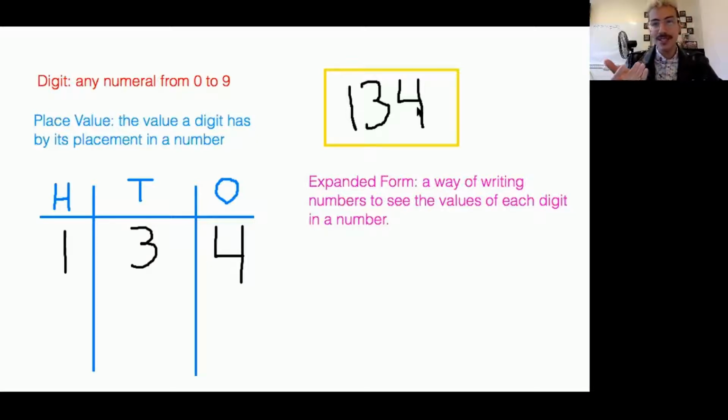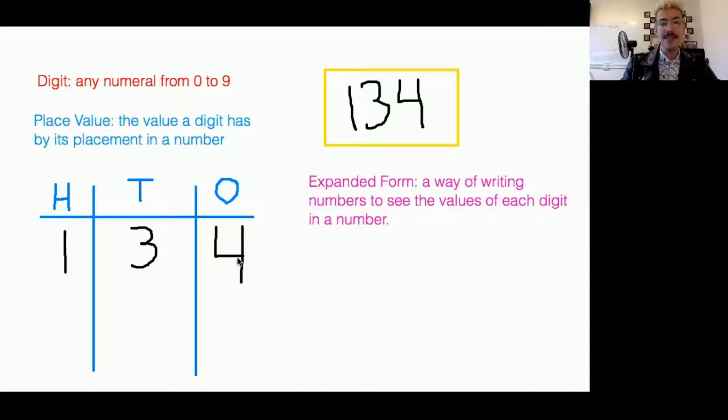Those are the digits. So when you have a child that says, oh, I see odd digits in it, they see 1, they see 3. But now let's talk about place value. Place value is the value a digit has by its placement in a number. I like to use a chart like this to help me understand place value a little bit better. Over here we have our hundreds, over here we have our tens, over here we have our ones.